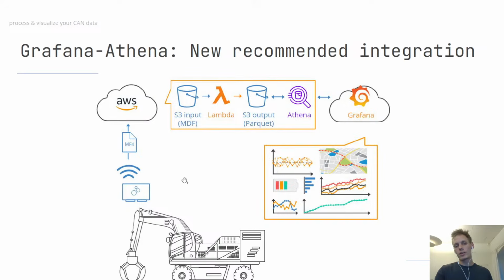And if you don't have a CANedge 2 or CANedge 3, you can have a CANedge 1. You just create an AWS account for this purpose, and you can do the exact same thing, just uploading the data manually and still have the same workflow here.